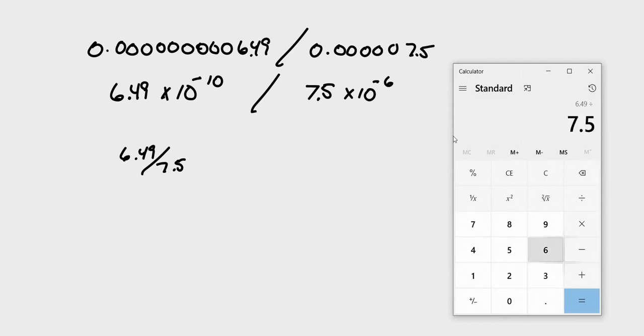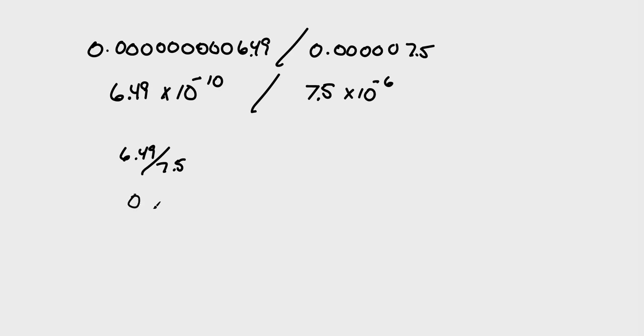6.49 divided by 7.5 equals 0.865333333. Okay, so 3 significant figures, 2 significant figures, so we're going to report it in 2 significant figures. 0.865 rounds up to 0.87, so our answer is 0.87. Now let's deal with our exponents.